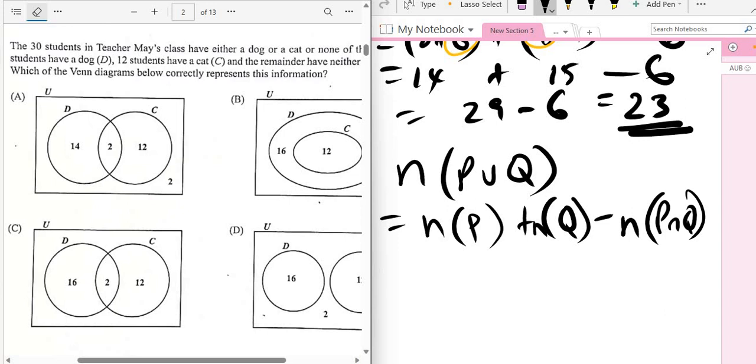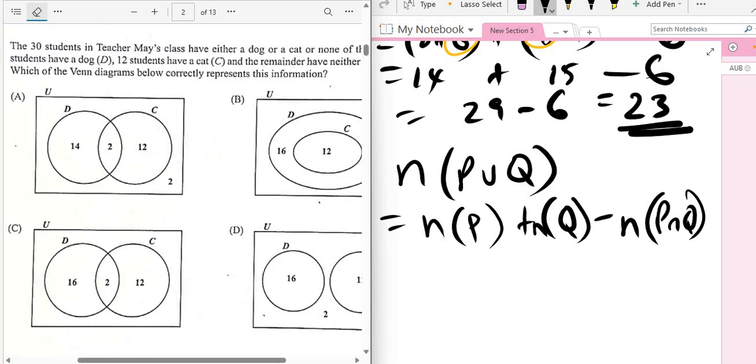And the remainder have neither, right? And you hear what I said? The remainder have neither. So 16 own dogs, right? 16 have dogs and 12 have cats. And the remainder have neither. Oh, it says the class have either a dog, a cat, or none. So what's the answer in this, guys? Is the answer A? Let's look at A. Can the answer be A?